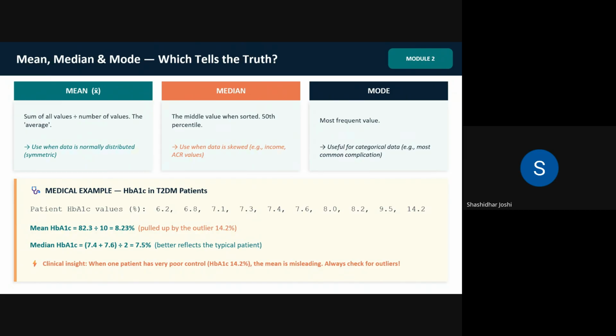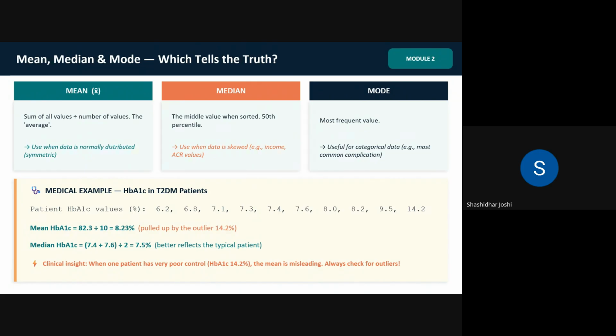So there are two situations I described in terms of median. One situation is that if you look at this series, there is an even number of subjects, or an even number of values. There are 10 patient values here. That's the reason the median is always calculated by taking the average of the two middle HbA1c values.